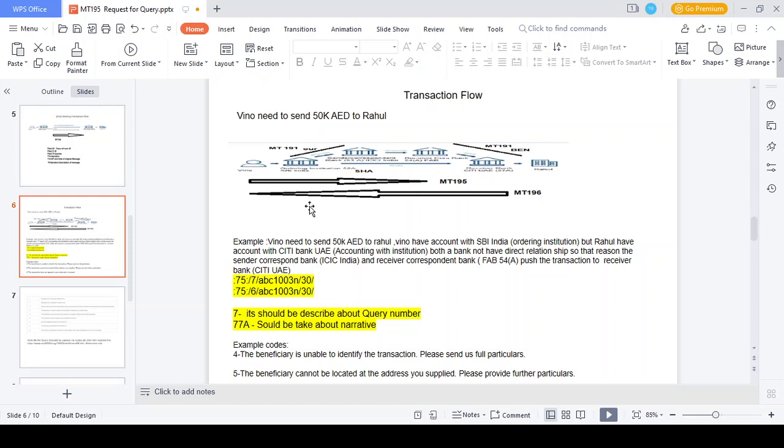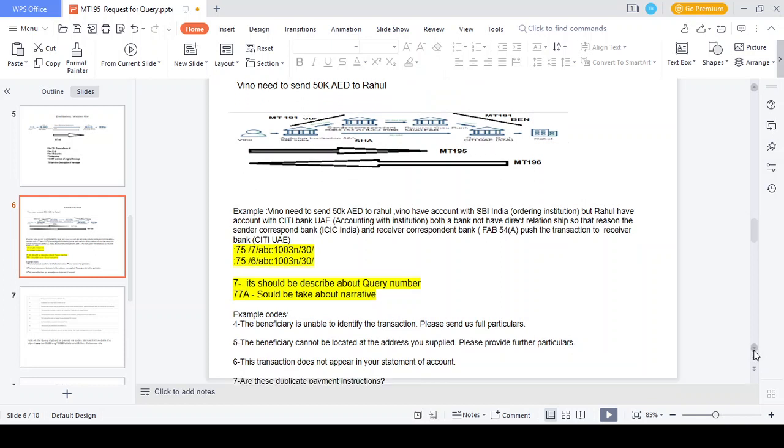Any doubts on the beneficiary side or sender side, he writes the MT195 query. Once he writes the query, based on the query, we get the response as MT196. See this block: 75 slash 7 slash ABC, like that. This 7 is about the query, because what is 7? Whether the beneficiary account number is correct or not, like that. They tag the information code-wise. Another way is that they tag the information narrative-wise.